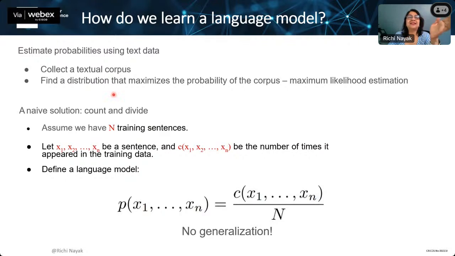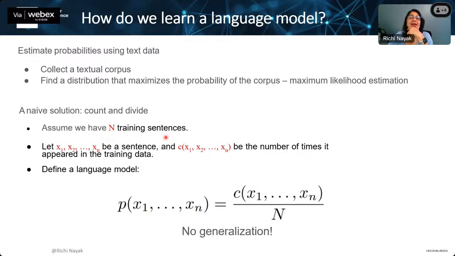Then we find the distribution that maximizes the probability of the corpus to answer that. This process is called maximum likelihood estimation, the MLE problem, and this is what we solve with the optimizer. So any deep learning models would have this one. So, a naive solution: how does the system work?